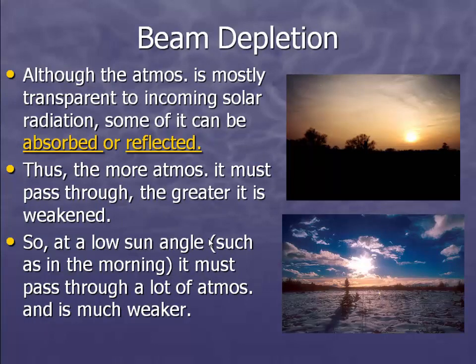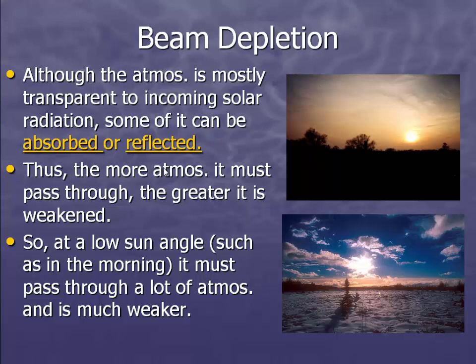The next factor is beam depletion. Okay, beam spreading and beam depletion kind of go hand in hand, but they are different physical properties going on here. Take a look at this first bullet point. Although the atmosphere is fairly transparent to incoming solar radiation, some of it can be absorbed and reflected. If we have a lot of clouds in the sky, it can reflect a lot of the incoming solar radiation. Depending on the gases that are in the atmosphere, some of the incoming solar radiation from the sun can actually be absorbed. Okay? The idea here is that the thicker or the more depth of the atmosphere that the sunlight must pass through, the greater the beam is weakened.